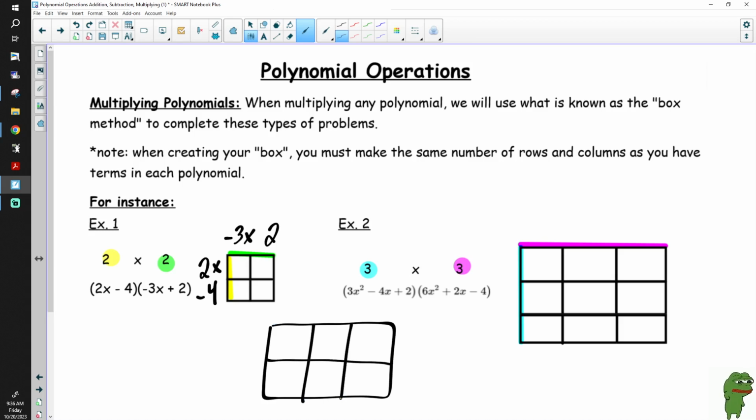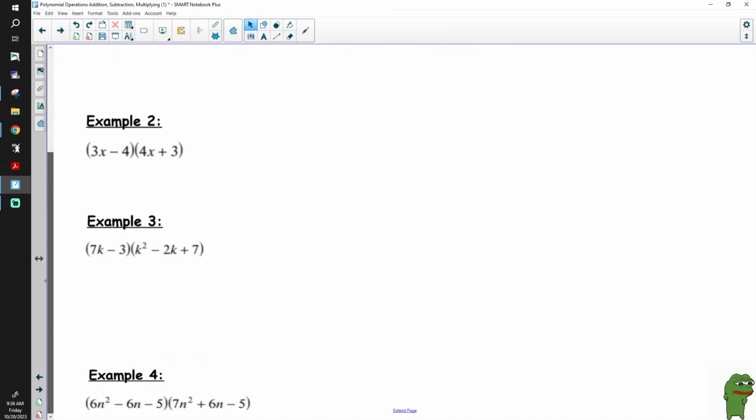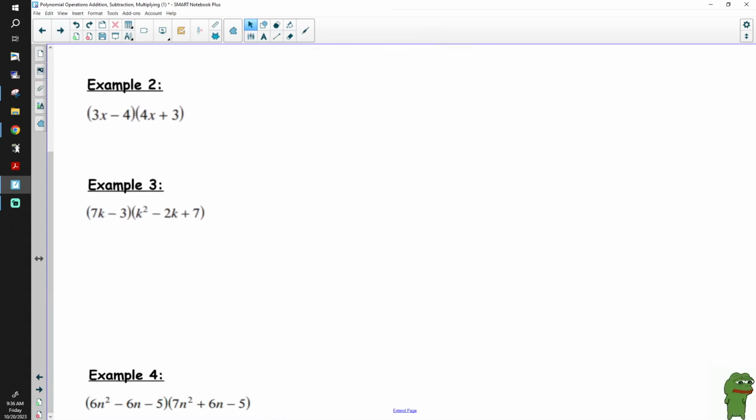There's many different box shapes, and it all depends on the size of what you're multiplying. So let's go ahead and do, I think you have example 2, yes?